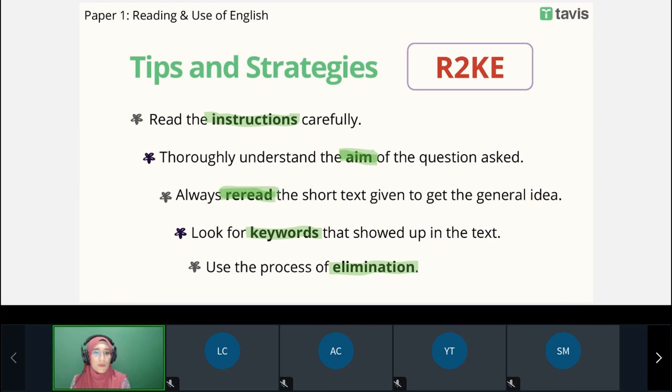So you have to read it twice, look for keywords, and eliminate. This is one of the techniques that I use since I was in high school, and even right now. I try and read once, and then I look at the questions, and then I read it again, look for keywords, and then I eliminate. So try and use this technique. R2KE.